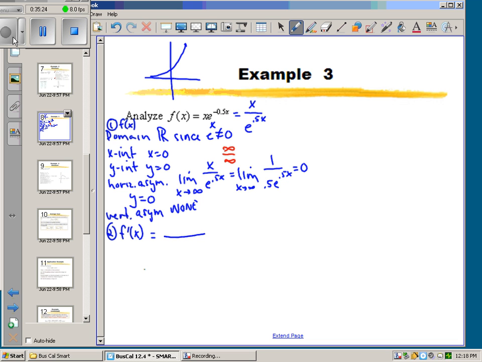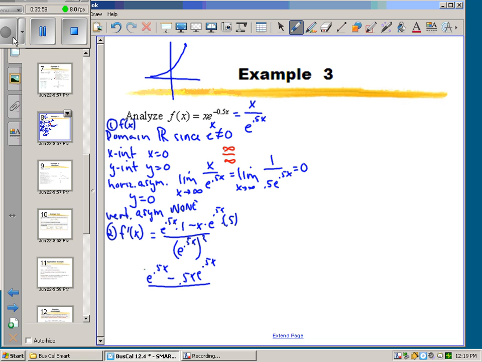Let's go ahead and just write it as e to the 0.5x squared on the bottom. I'm just going to use the quotient rule. And then I'm going to have e to the 0.5x times the derivative of the top, which is 1, minus x times the derivative of the bottom, which is e to the 0.5x times 0.5. Okay, so I'm going to have e to the 0.5x minus 0.5x e to the 0.5x.